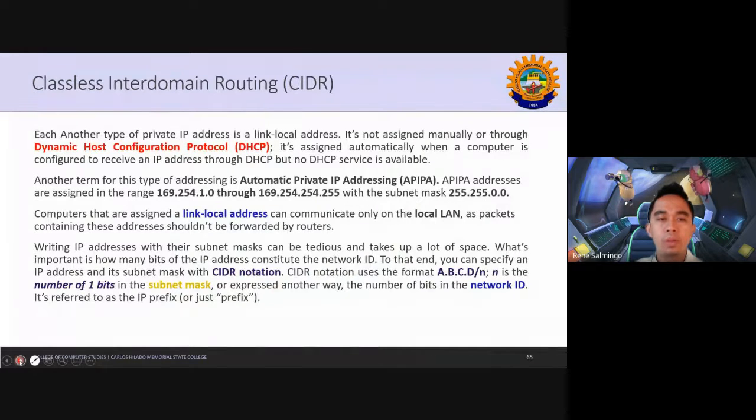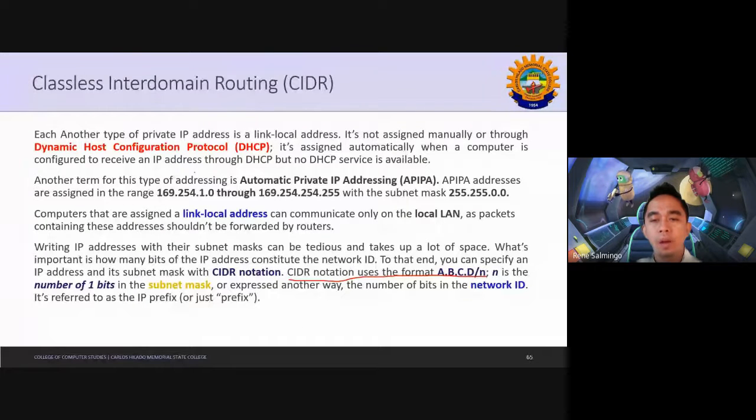And now we go to the term classless interdomain routing. This method is used to identify how many ports and how many IP addresses you need. CIDR notation uses this format, the slash notation, which is the number of bits in the subnet mask. Expressed another way, it is the number of bits in the network ID, which is referred to as the IP prefix.